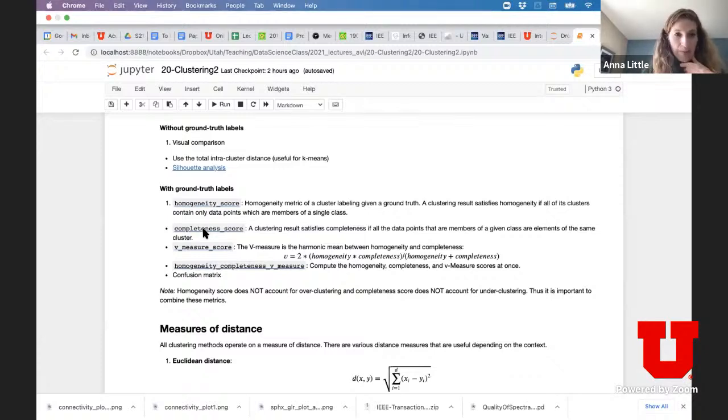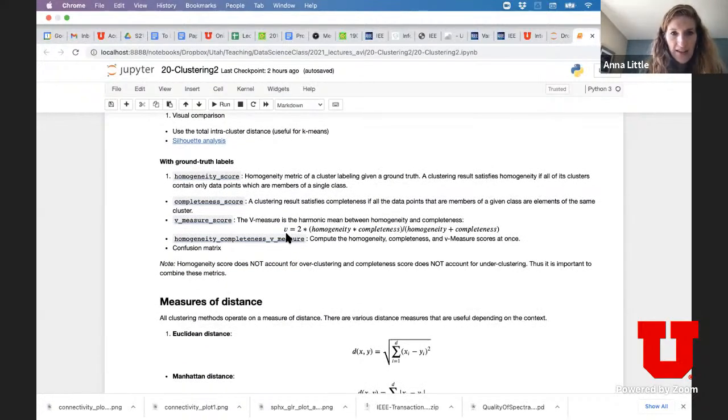One way to combine these together into a single score is through the V-measure score. The V-measure is the harmonic mean between homogeneity and completeness, so you take the product and then divide by the sum. This is very similar to the F1 score that we talked about back when, I forget which lecture it was, but it's very similar to that idea. So that's a good one to look at, this V-measure score.